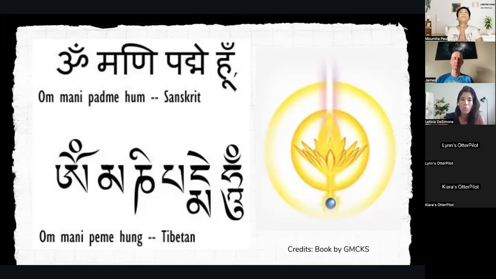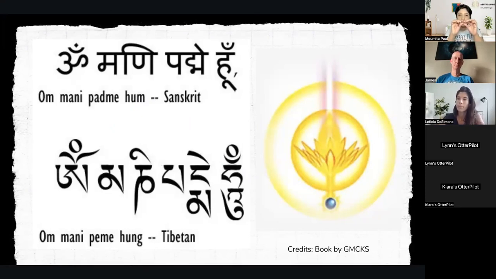So the word Padme, the lotus, is referring to the crown chakra because the crown chakra has 1,000 petals and it looks like a lotus when it opens from top, and it becomes golden in color when it opens. That's why you see the gold color here. The word Hum is more like so be it. It is like signing the deal. It's like sealing the contract. It's like setting the intention to the universe that this is what I want.